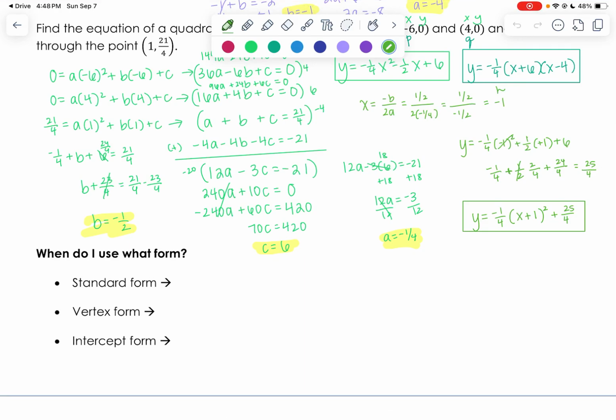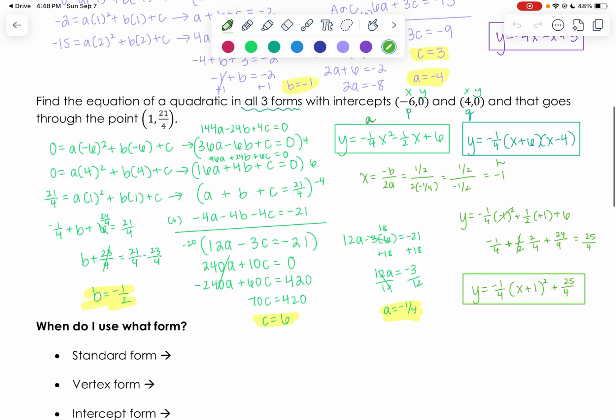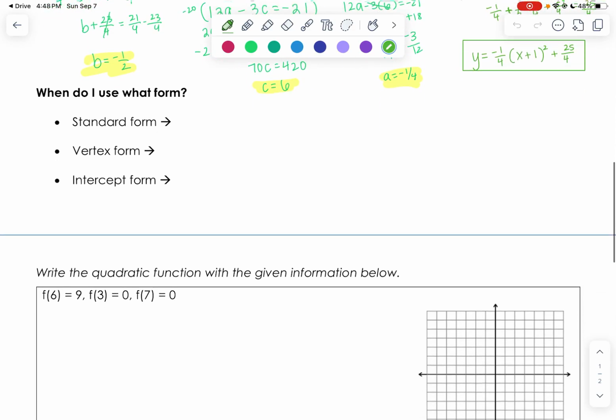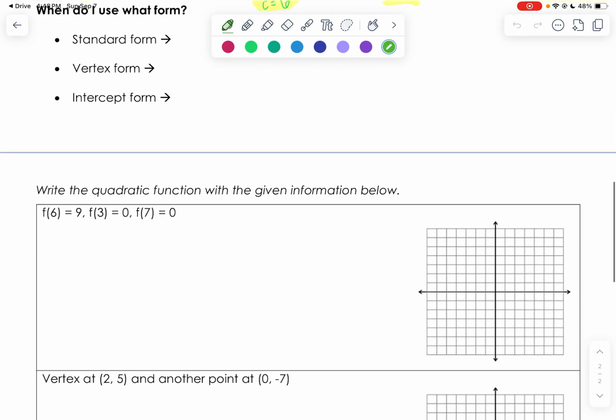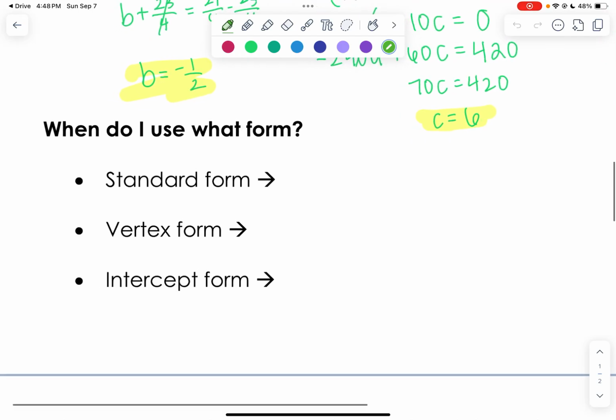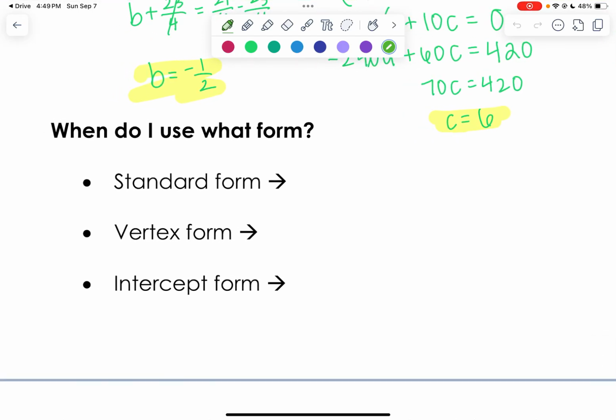And we're back. So let's talk about when you should use which form. This last one was pretty lengthy because it did say in all three forms, but this just says write the quadratic function. So let's talk about when you should use which form if it doesn't clarify or specify.